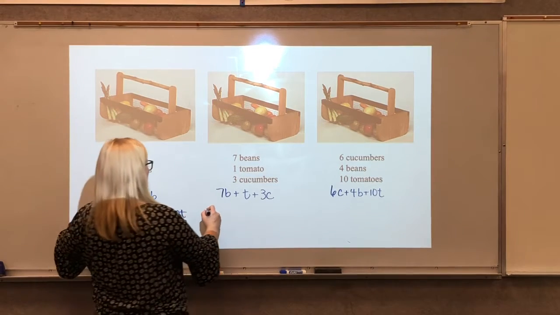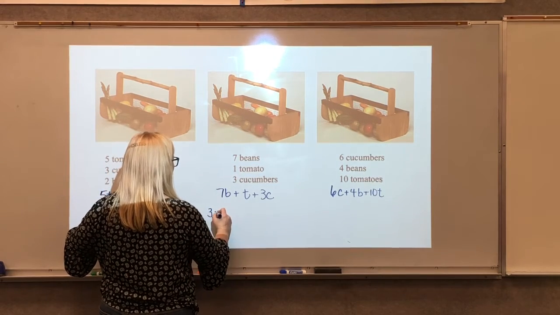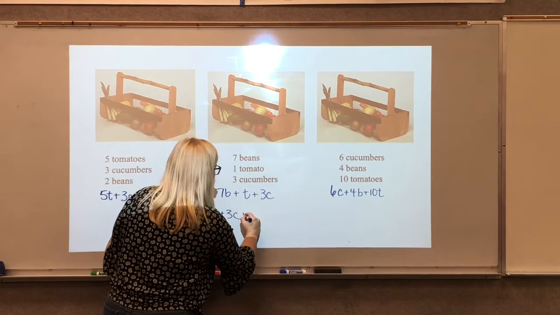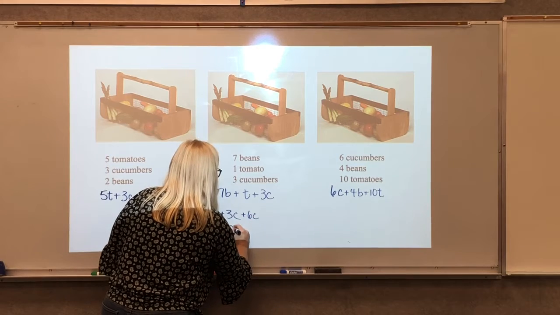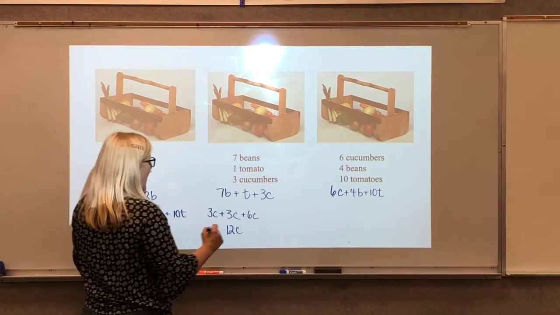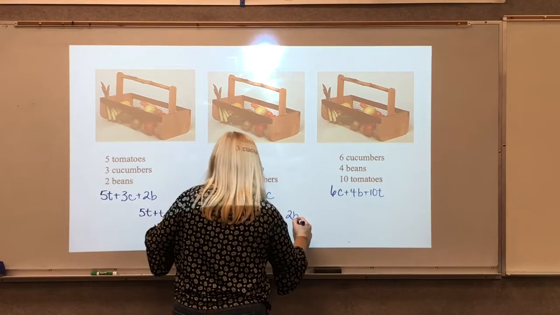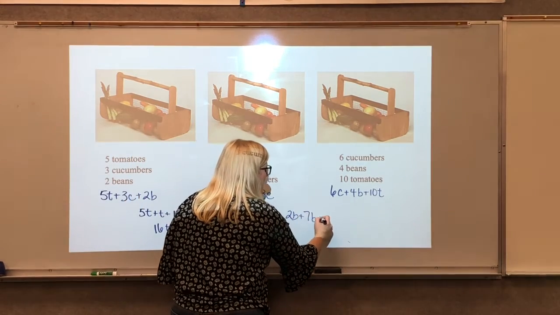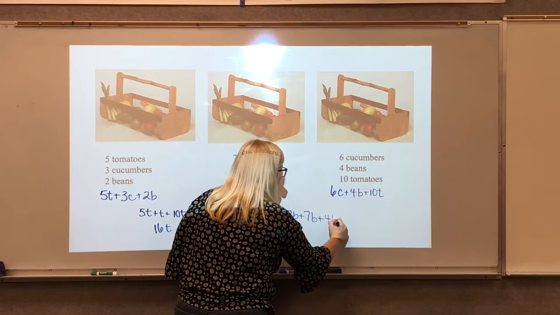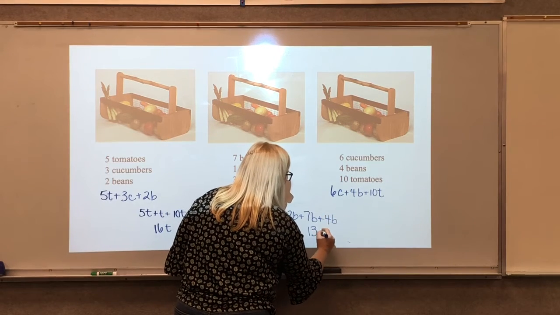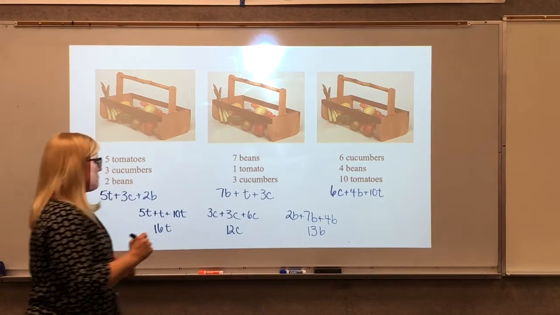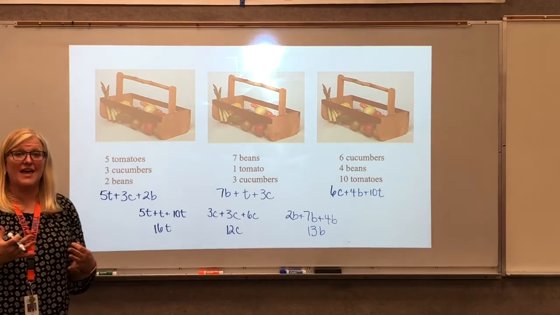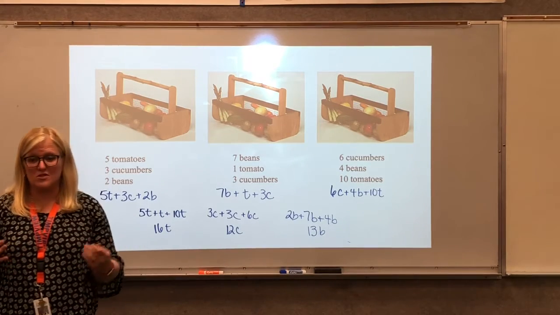Then I can do cucumbers. Here I have 3 cucumbers, plus another 3 cucumbers, plus 6 cucumbers. That gives me 12 cucumbers. And then last, I've got 2 beans here, 7 beans right here, and 4 beans right here, and that gives me 13 beans. So that's an example of how we would combine like terms, or in this case, like vegetables.